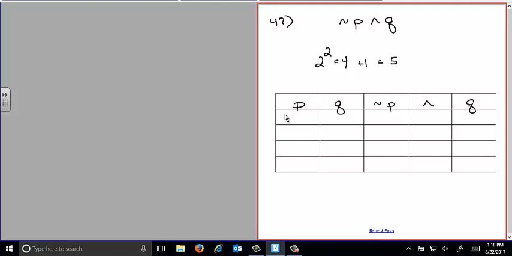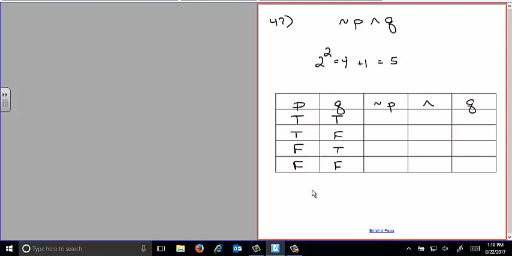Next, we fill out the columns for the P and the Q. And you start off with, since we have 4 rows, we do half of them trues and half falses. And we do the same thing in the others, but we do a different pattern. So we still have half true and half falses, but we alternate them. True, false, true, false.